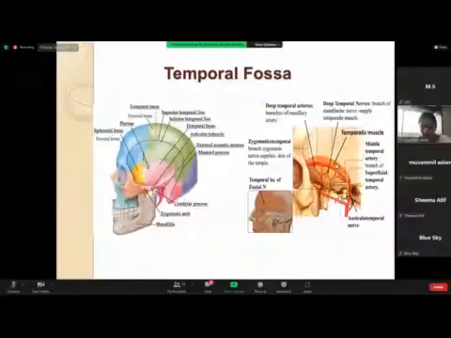Then we have the infratemporal fossa. It is present just beneath the zygomatic arch, and it communicates with the temporal fossa behind the zygomatic arch. This is the zygomatic arch, and this is the communication between the temporal and infratemporal fossa. The boundaries of the infratemporal fossa are formed by the anterior wall, which is the posterior surface of the maxilla.